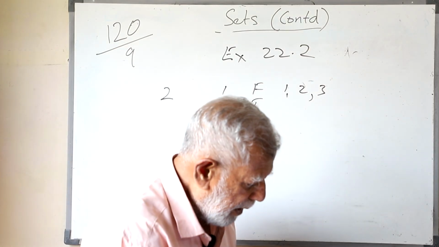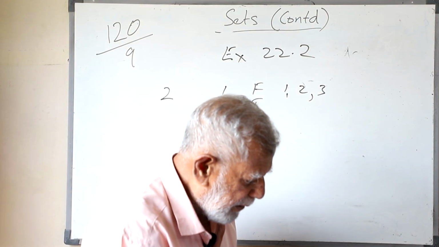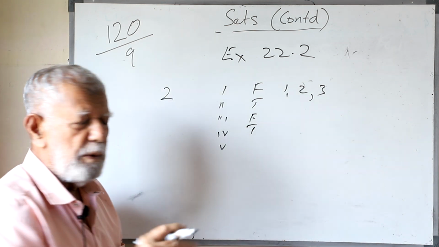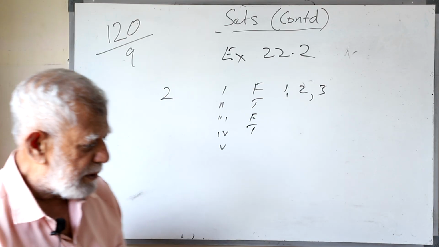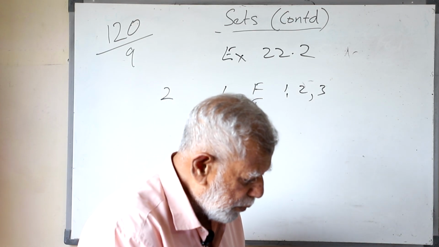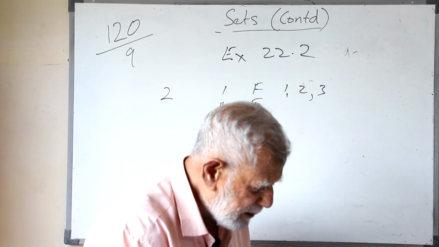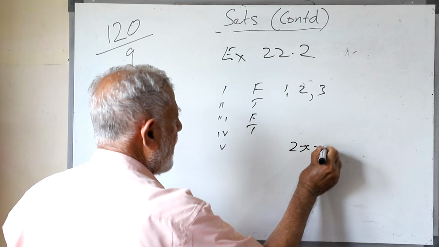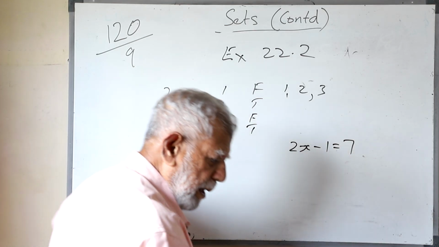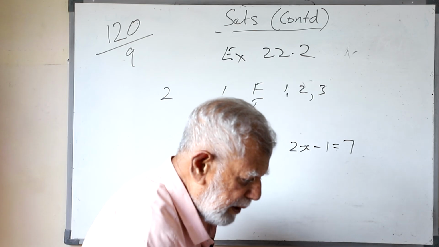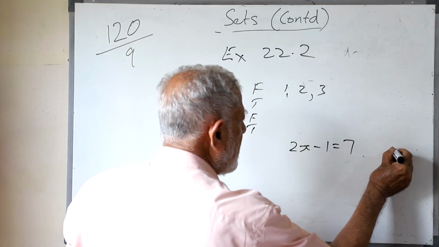Then the next one: red is a color of the rainbow. Yes, true. Violet, indigo, blue, green, yellow, orange, red, all those are colors of the rainbow. Then the last one: 2x minus 1 equals 7, the solution is an even number.